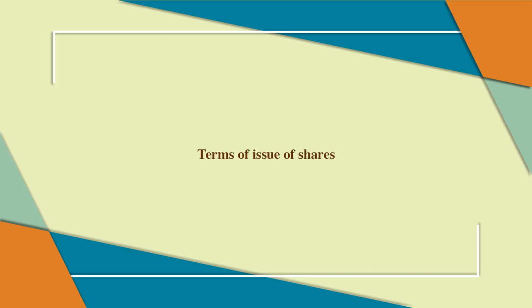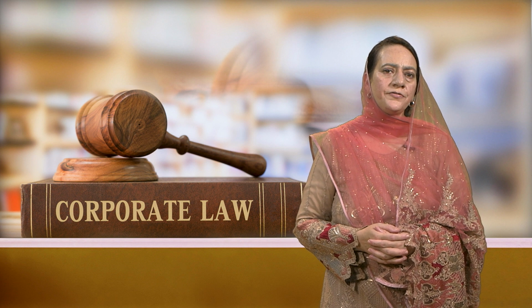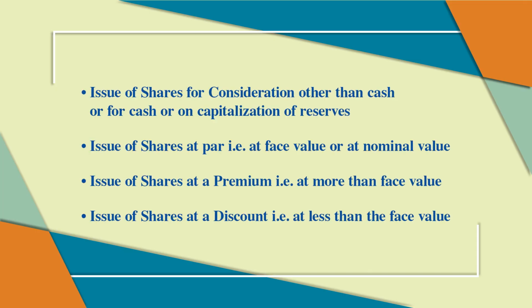The terms of issue of shares. A limited company may issue the shares on different terms. For example, number 1, issue of shares for consideration other than cash or for cash or on capitalization of reserves. Number 2, issue of shares at par, that is at face value or at a nominal value. Number 3, issue of shares at a premium, that is at more than face value. Number 4, issue of shares at a discount, that is at less than the face value.